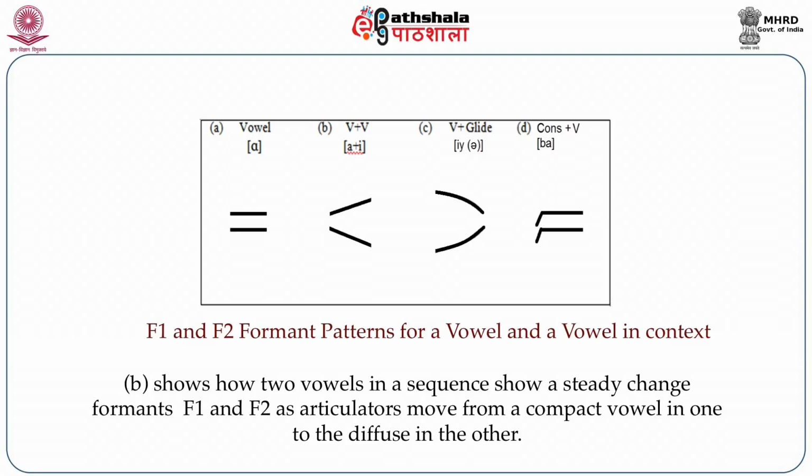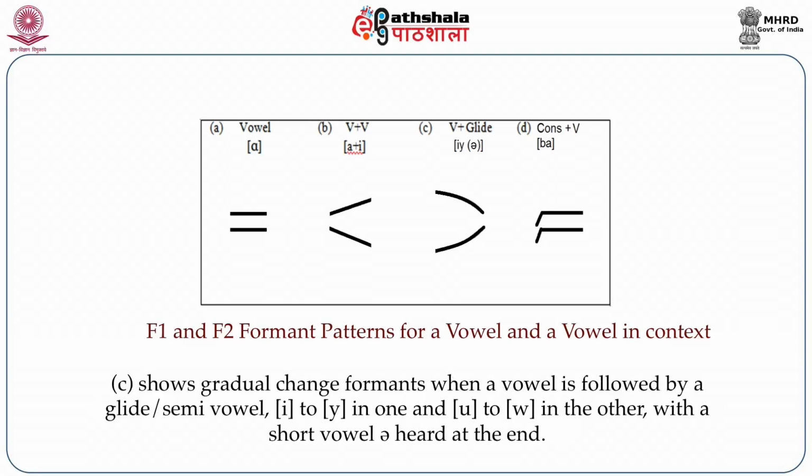This kind of steady change in formants is generally for sequences of vowels. Then the third one with a glide. So, here you have vowel E and then a glide, probably ending in a short schwa or a vowel schwa. So, with the glide it is a gradual change in formants. It is not a steady change, it is a gradual change in formants.